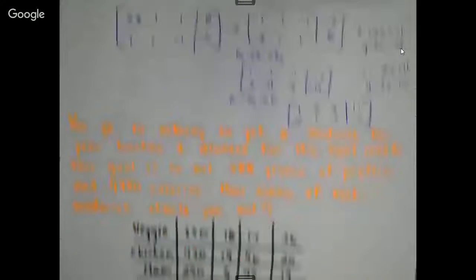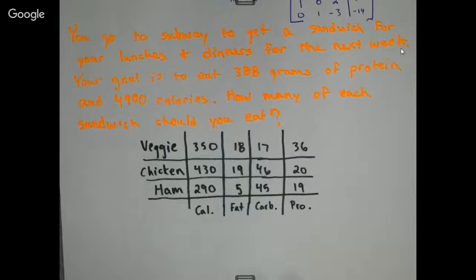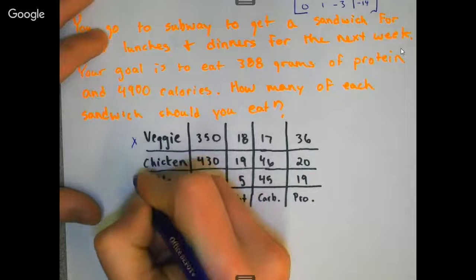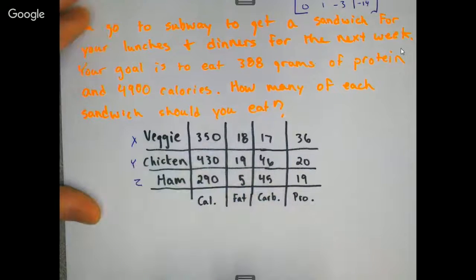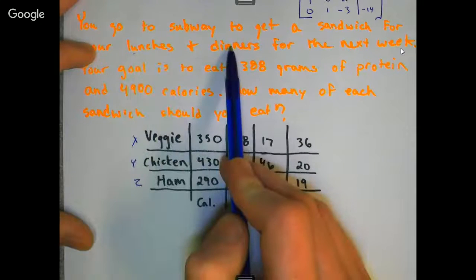So application problems, I'm just going to help you set these up, which is usually the hardest part, just setting these up. So you go to Subway to get a sandwich for your lunches and dinners for the next week. Your goal is to eat 388 grams of protein and 4,900 calories. How many of each sandwich should you eat? Okay. Well, I've got 3 sandwiches: veggie, chicken, and ham. So X, Y, Z, I want to know how much of each. Well, that's lunch and dinner for 1 week.